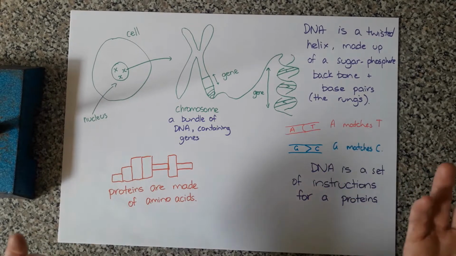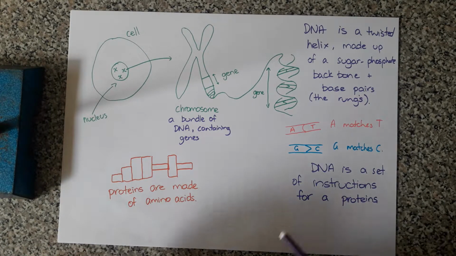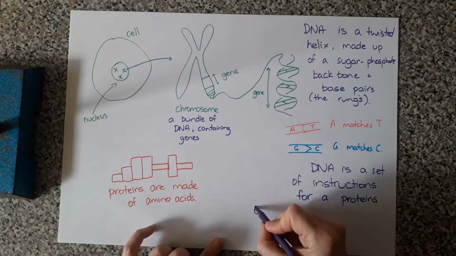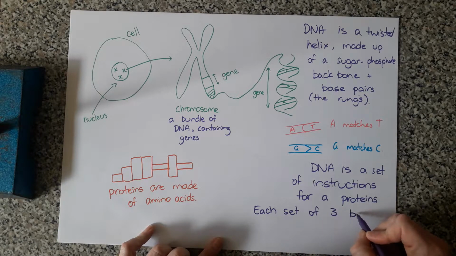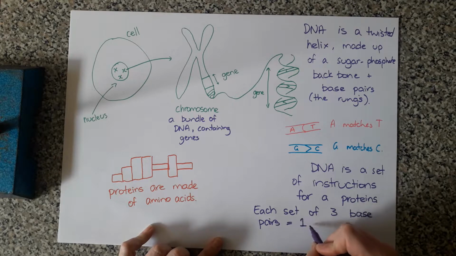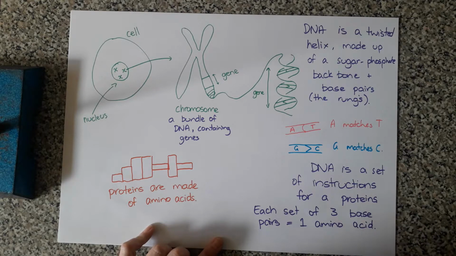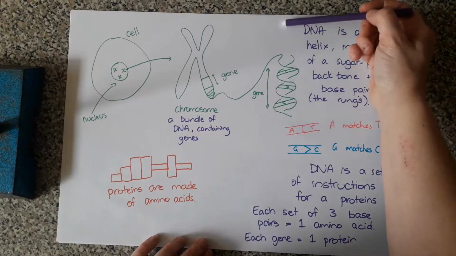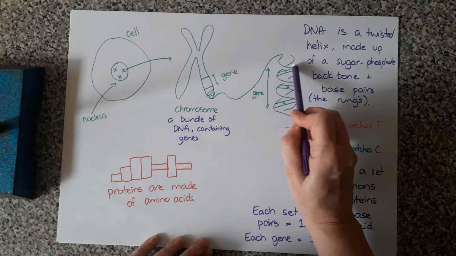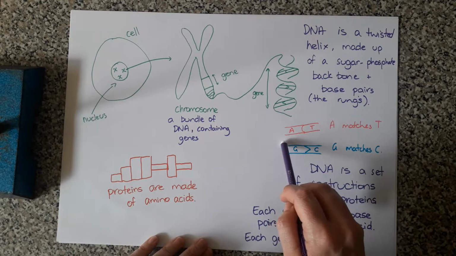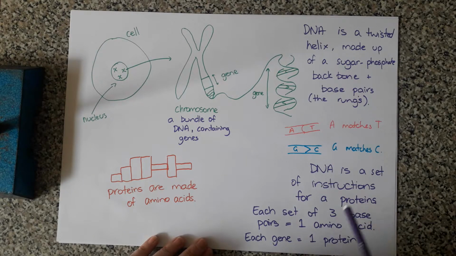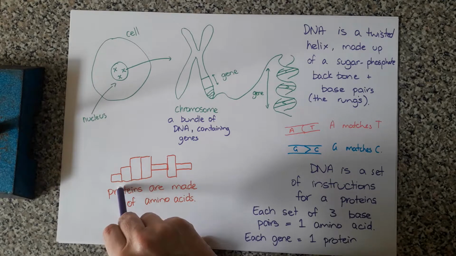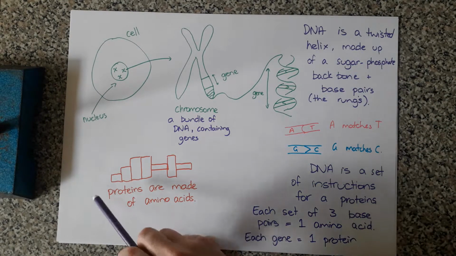And the answer is that it's not just one. It's not just that A gives you this amino acid and G gives you that amino acid. The answer is that they work together in groups of 3. So each set of 3 base pairs equals 1 amino acid, and each gene equals 1 protein made up of some amino acids, however many, a few, 1,000. So the DNA comes in a long stretch like this. It has a code at the front to tell your cell to start making the protein. It has a code at the end to tell the cell to stop making the protein. And in the middle, it has these base pairs. Each set of 3 base pairs says, make 1 amino acid. And the whole string, the whole bit of the code, tells it to make 1 protein.